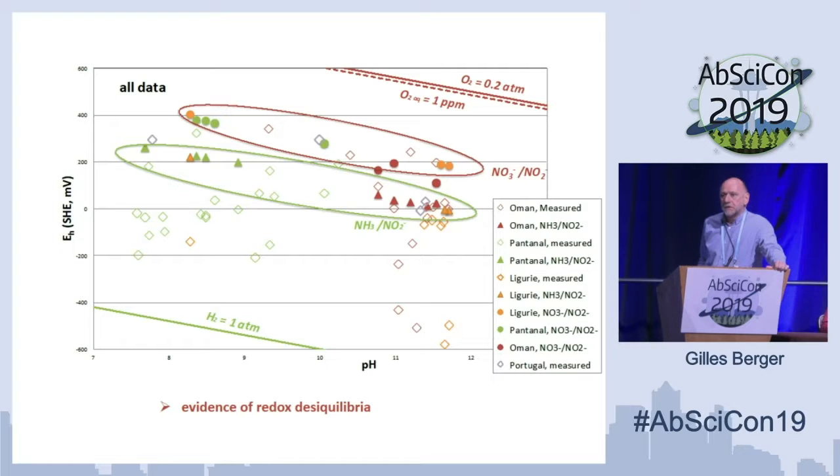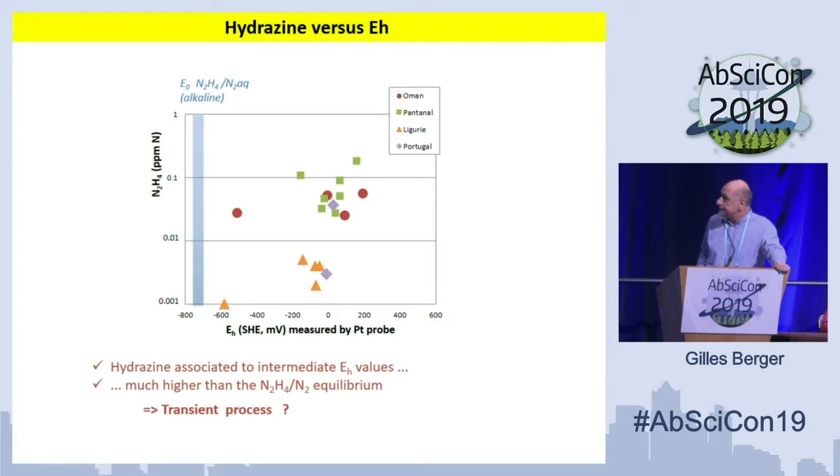We also measured the aqueous oxygen by an oximeter, and we found concentrations around 1 ppm or 0.1 ppm, with corresponding Eh values in here, but still higher. Concerning hydrazine, I plotted here the measured values against the Eh measured by the platinum probe. The highest concentrations fall in an Eh range much higher than the values calculated from the standard potential of oxidation of hydrazine, here in blue. That suggests a transient process for the formation of this species.